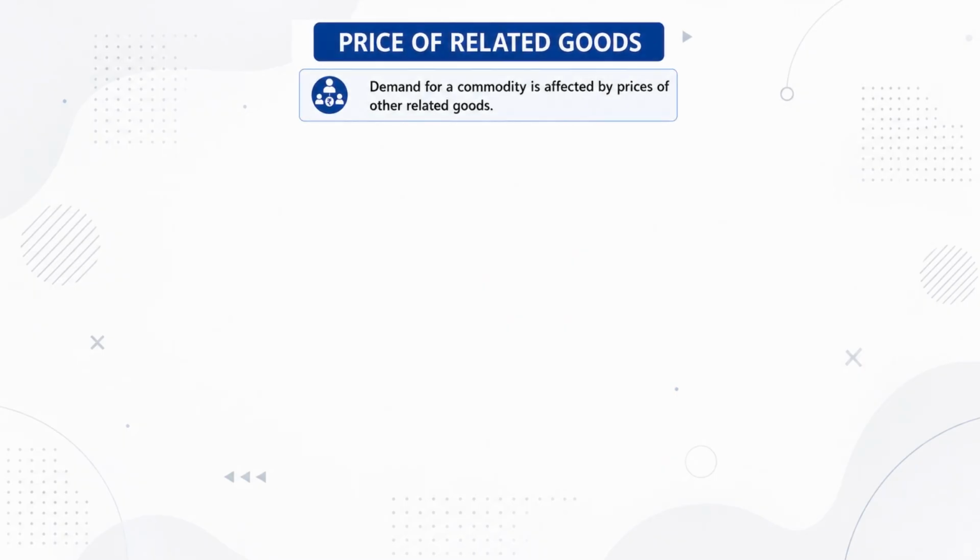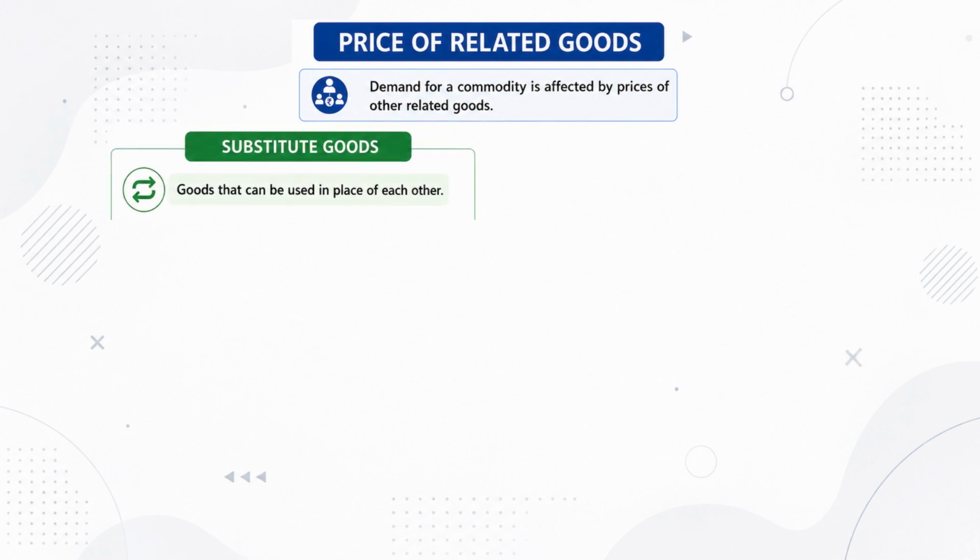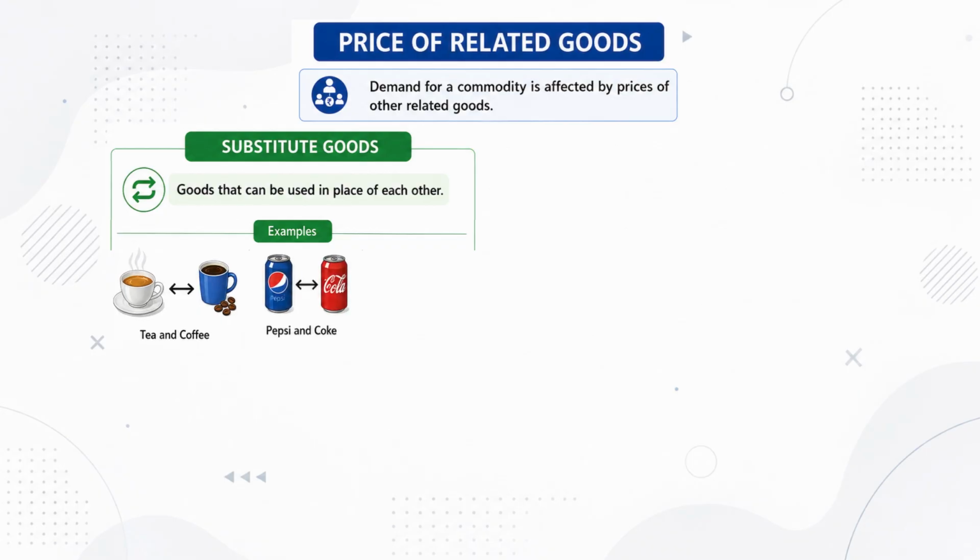Let us now look at the price of related goods. The demand for a commodity can be affected not only by its own price, but also by the prices of other goods related to it. Related goods can be broadly classified into substitute goods and complementary goods. Let us first look at substitute goods. Substitute goods are goods that can be used in place of each other. Examples include tea and coffee, Pepsi and Coke, and ball pens and ink pens.